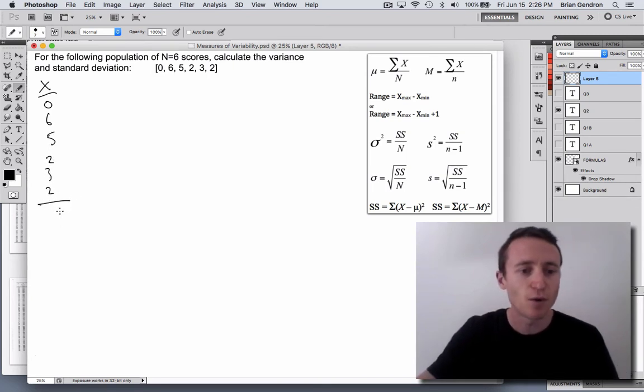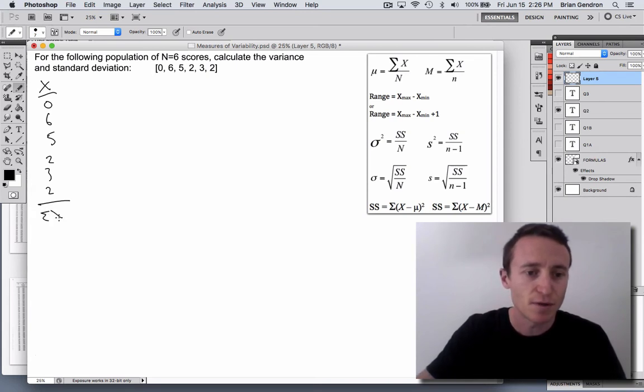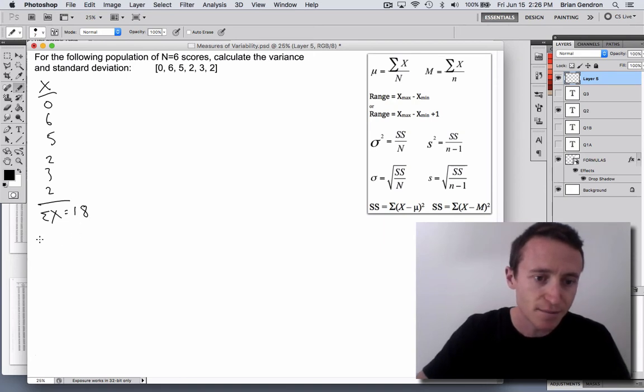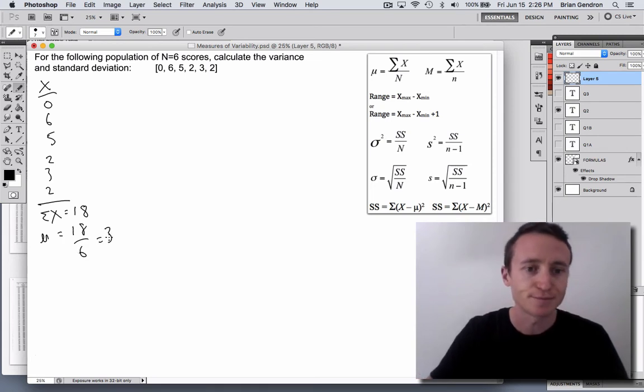And let's solve for the population mean. So first and foremost, let's add them all together. The sum of all scores is equal to 18. And thus the mean is equal to 18 divided by 6, or 3.